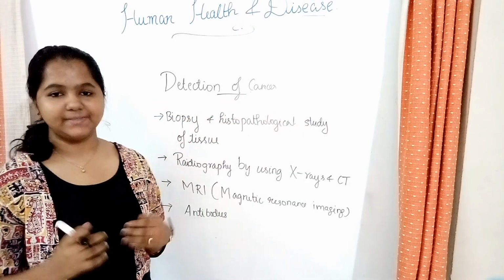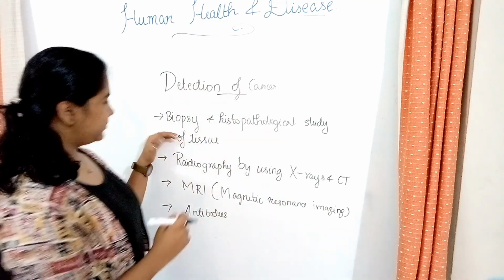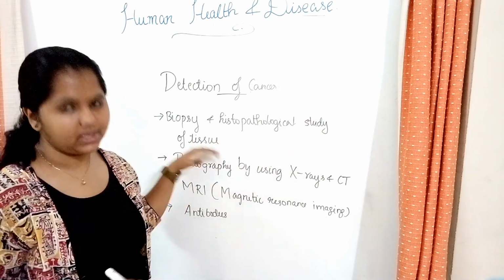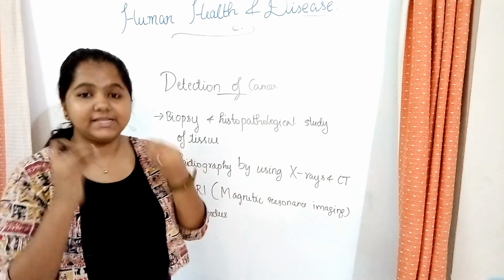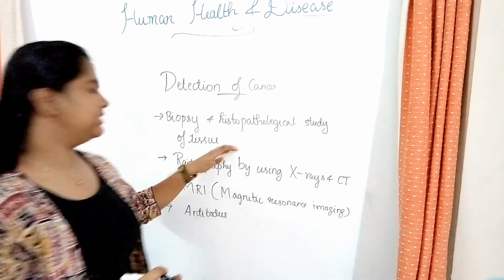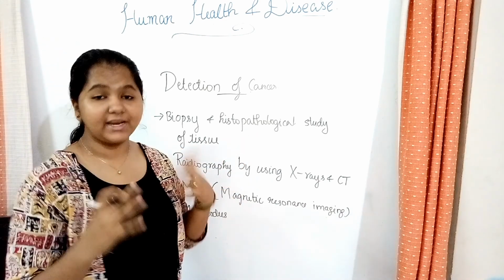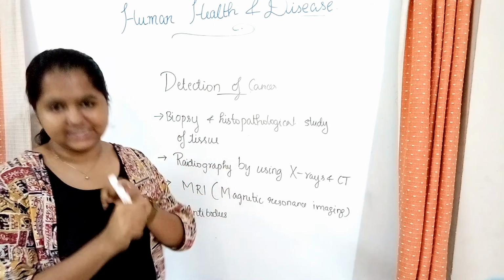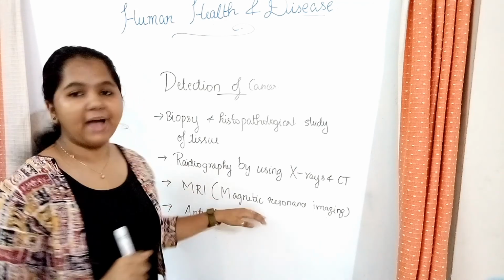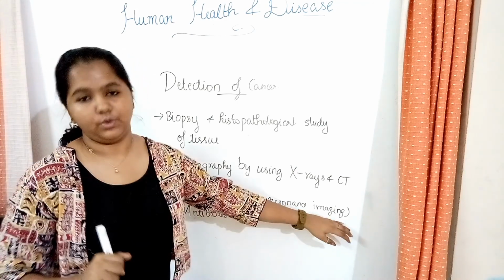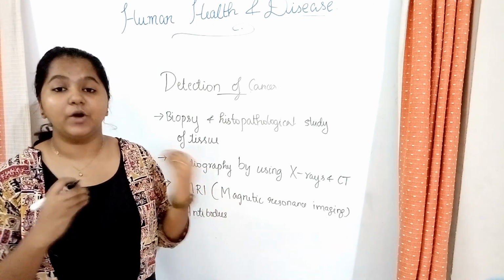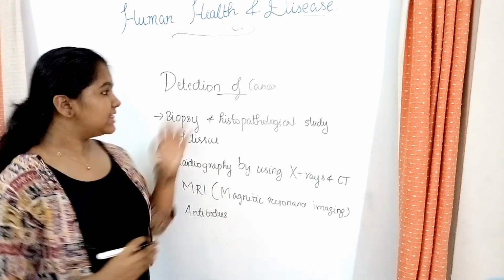Now we will discuss the detection of cancer. The first way is biopsy or histopathological study of the cells. Histopathological study means a study at the cellular level. The next one is radiology. What is the radiology method? That is by X-ray and CT scan. The next way of detection is MRI, that is magnetic resonance imaging. And then the next one is using antibodies against these particular carcinogens. That is the detection.